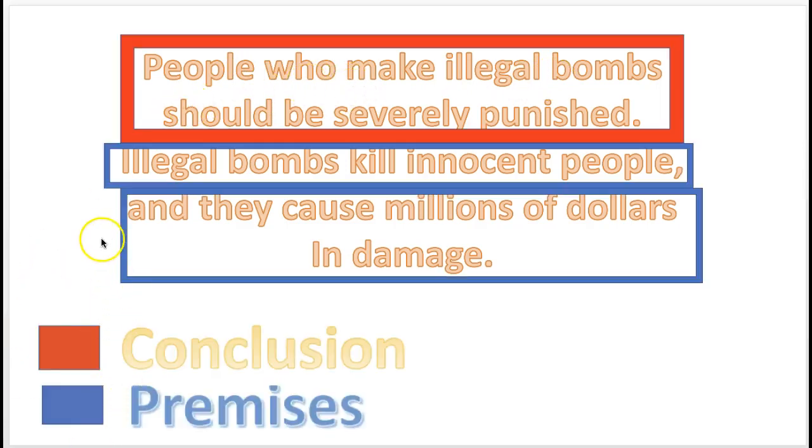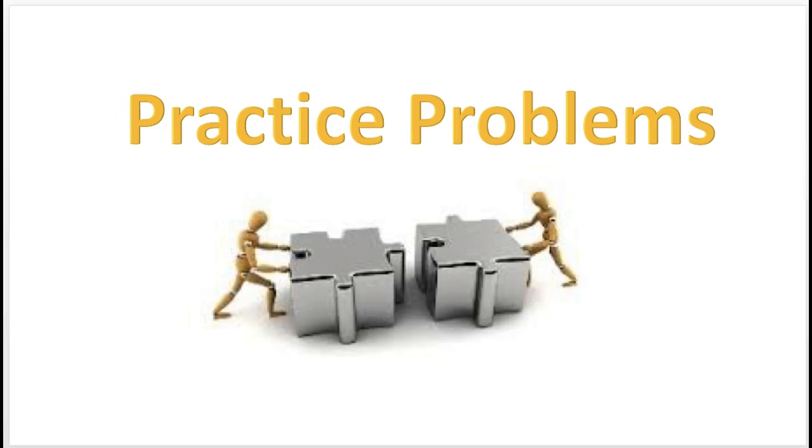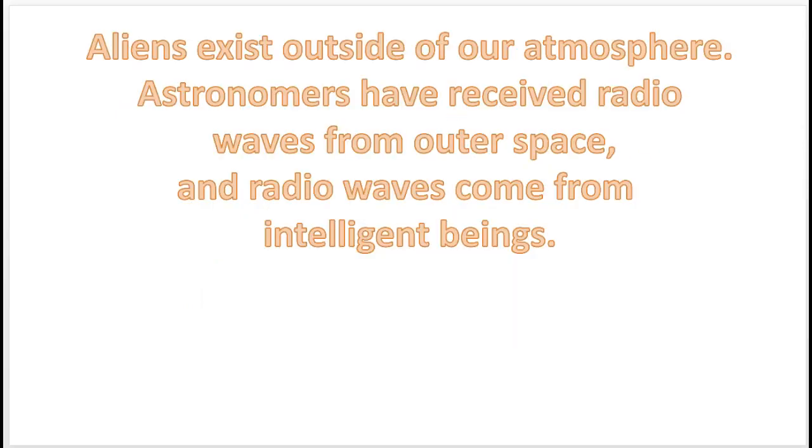Notice here the argument has 2 premises and the conclusion, and this argument does not contain any indicator words for conclusion or premises. Now, in most arguments that lack indicator words, the conclusion is usually the first sentence. All right, let's work a few practice problems. Here's a practice problem for you.